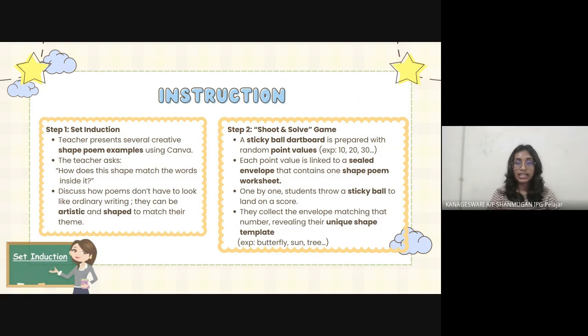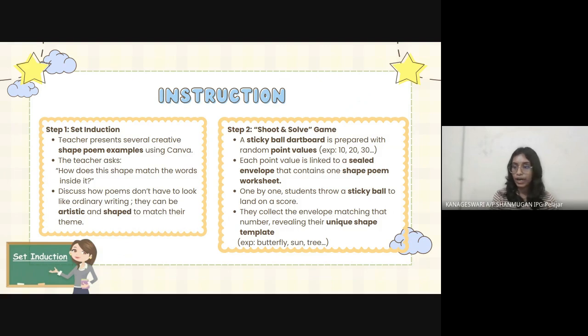First, you can ask, if your shape is a tree, what could you write about to capture the idea of growth or roots? Or if your shape is a cloud, how would you express something light or floating in the air? So for me, the shoot and solve game adds an element of excitement and randomness to the lesson, keeping students engaged and eager to participate in it.